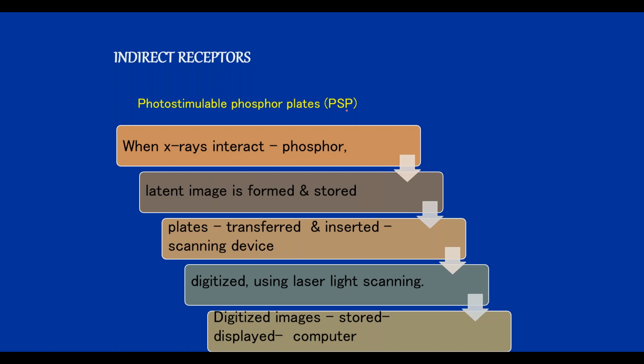Indirect receptors are photostimulable phosphor plates, PSPs. So when X-rays interact with these phosphors, a latent image is indirectly formed, and then these plates are transferred and inserted into the scanning device, and then they are scanned, the image is formed, processed, and ultimately the image is stored in the computer. So here there is a catch, and that is that in the direct there were charged coupled devices which directly transferred the image to the computer.